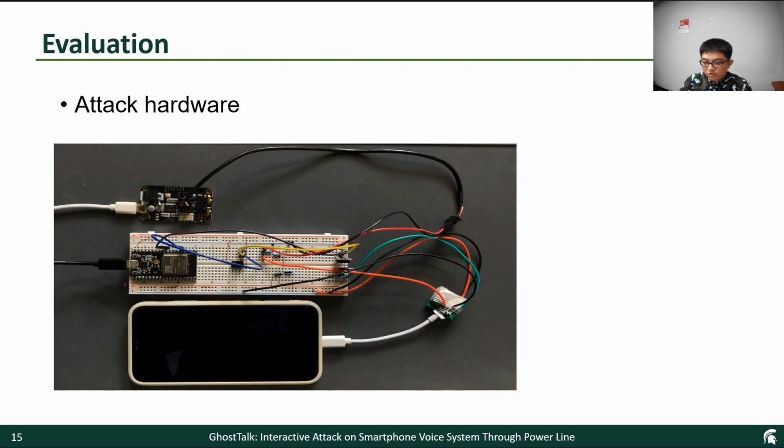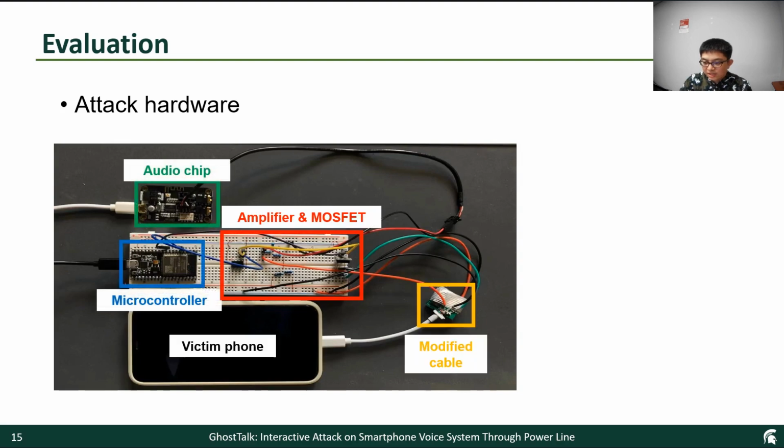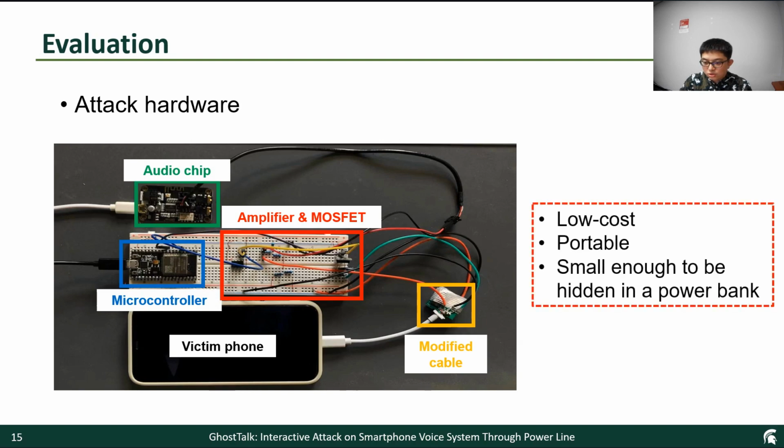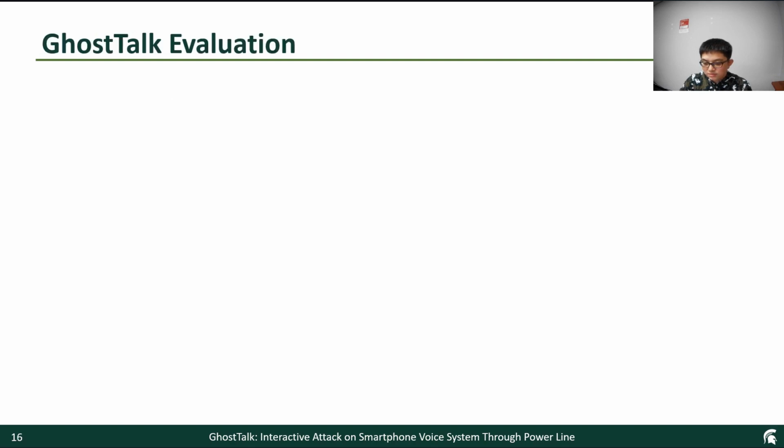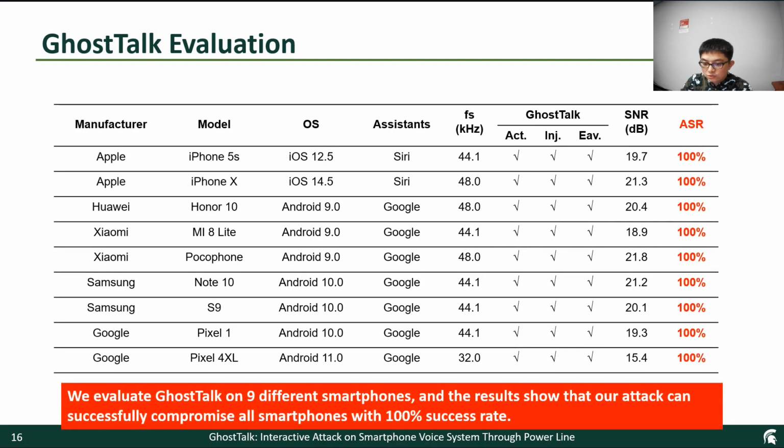Next, we will evaluate our attack. Our attack hardware are small-sized devices and all of them are cheap. The total cost is less than $20. We launched our attack on 9 different smartphones. GhostTalk can achieve both injection and eavesdropping on all victim smartphones without any prior knowledge about the user's voice. For all these victim smartphones, the attack success rate is 100%, since our attack directly injects electric signals into the smartphone.